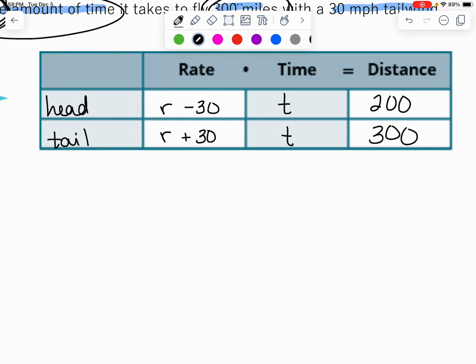All right, you ready? First equation is going to be this times this equals this. Distance equals rate times time, yeah.